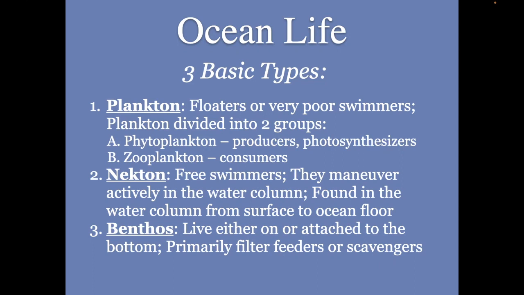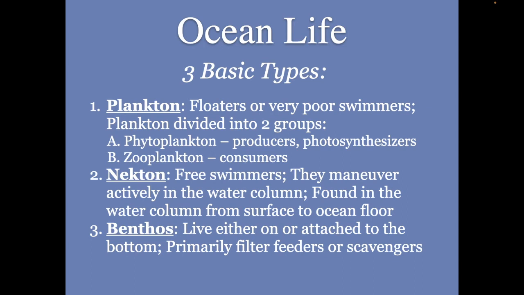Now, there's 3 basic types of ocean life. There's plankton, nekton, and benthos. The plankton is going to be divided into phytoplankton, which is primarily plant-like. These are going to be your producers like algae or different protists. Then you have your zooplankton. Think of zoo, think of animals. These are your consumers. Then you have your nekton, which are your free swimmers. And we're going to talk about some examples of those. And then your benthos.